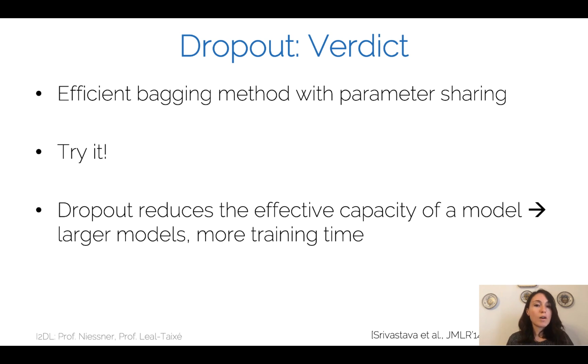Essentially, dropout is an efficient bagging method with parameter sharing. You should really try it when you're training a neural network. You find an optimal set of hyperparameters, you're happy with your performance. Just try to apply dropout. Usually this brings a slight accuracy boost. But you have to take into account that dropout reduces the effective capacity of a model. So it can be that you need a larger model to train with dropout, and hence you're going to need more training time. This is something that you have to take into account when you want to apply dropout.